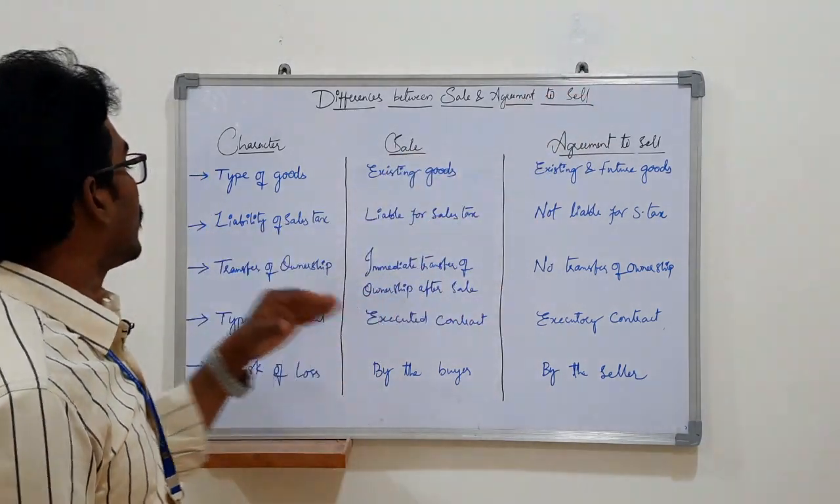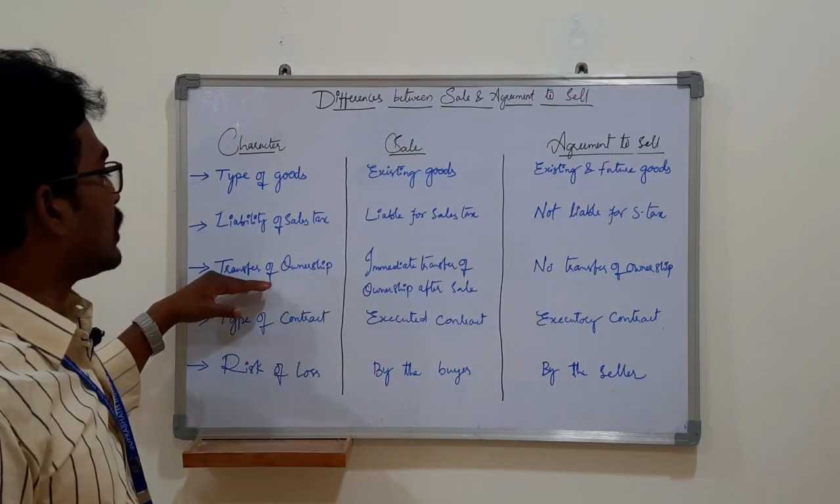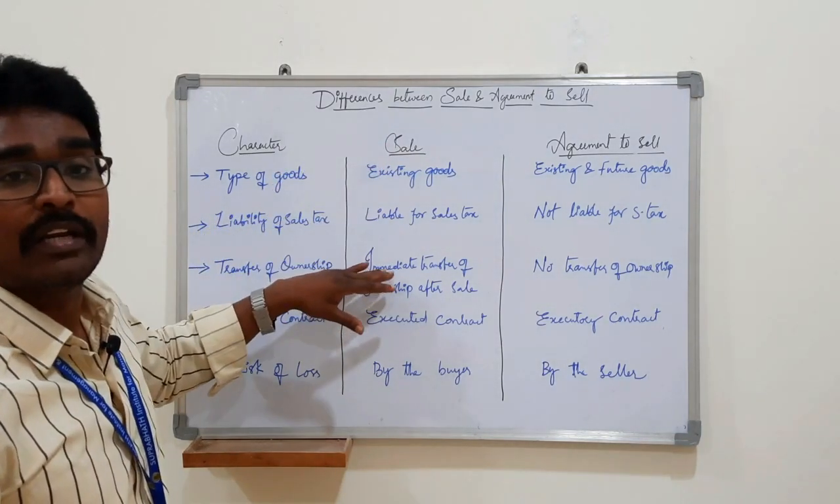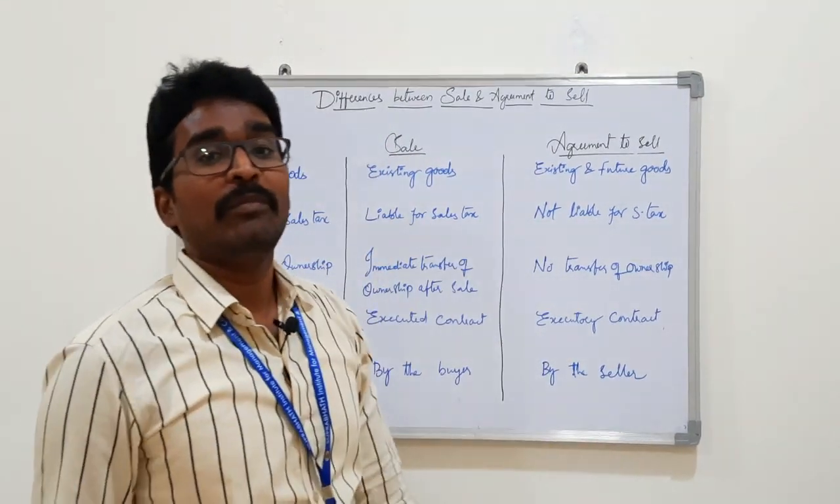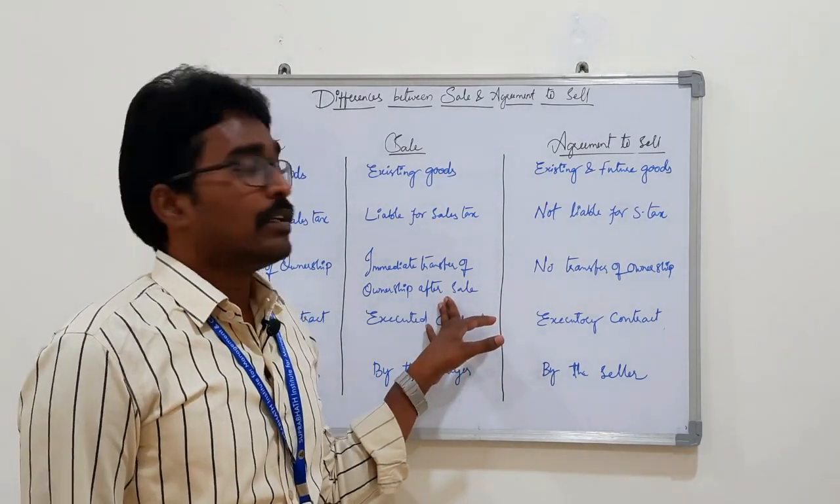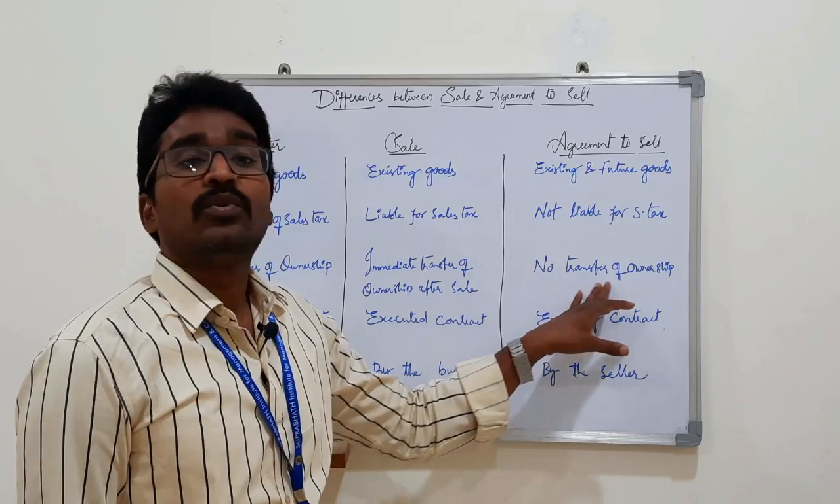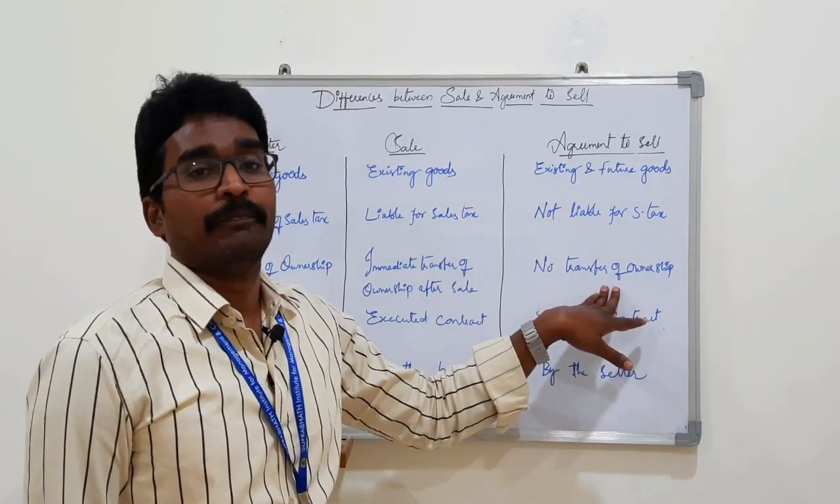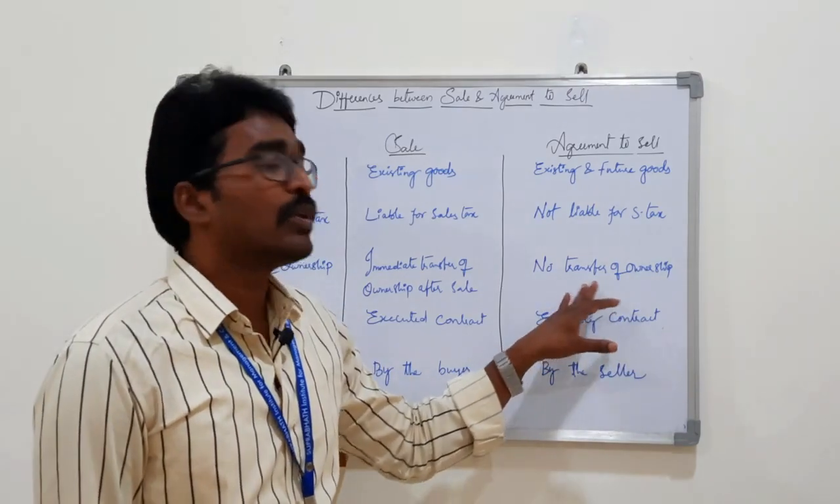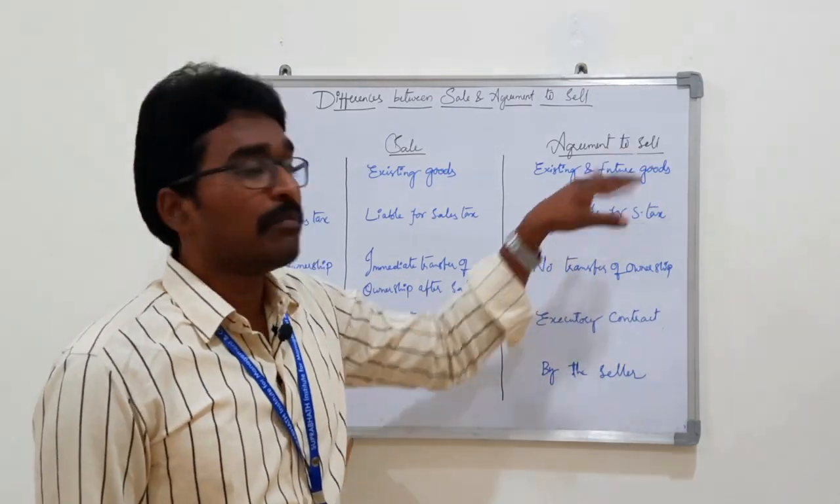Now coming to the other thing, transfer of ownership. In sale of goods, the immediate transfer of ownership takes place after the sale. Whereas in agreement to sell, there is no immediate transfer of ownership, because the goods are yet to be transferred. So there is no transfer of ownership in agreement to sell.